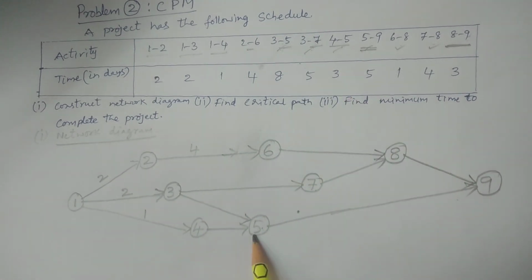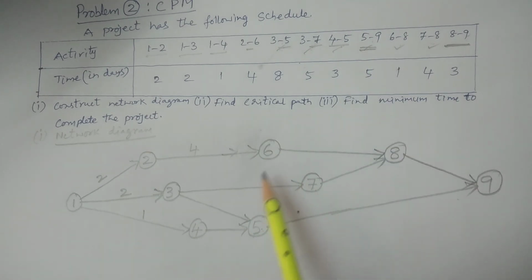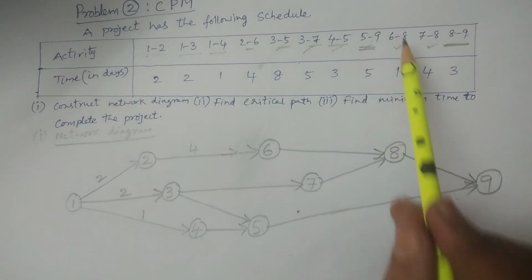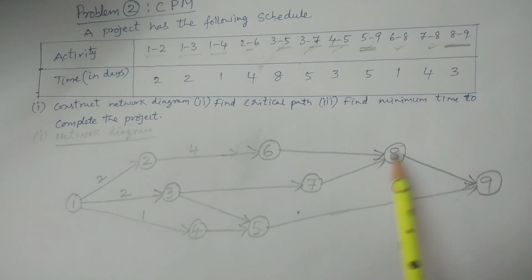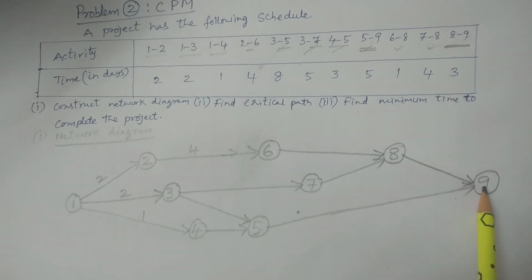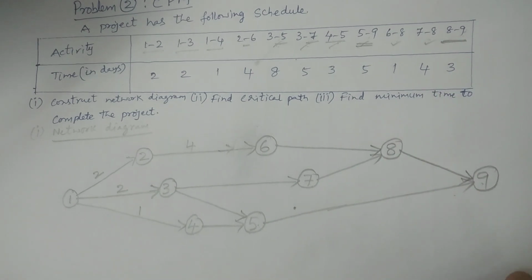4 to 5. 5 to 9. 6 to 8, 7 to 8, and 8 to 9. So this is what a network diagram is.